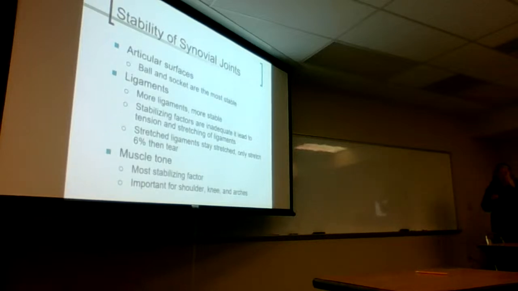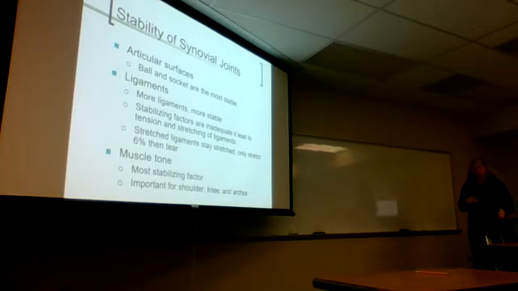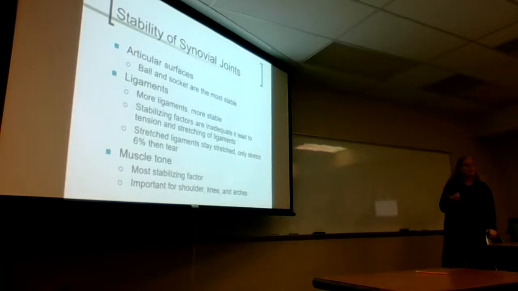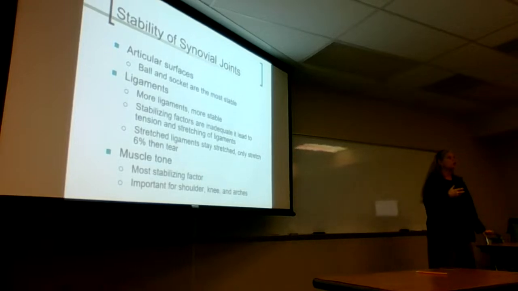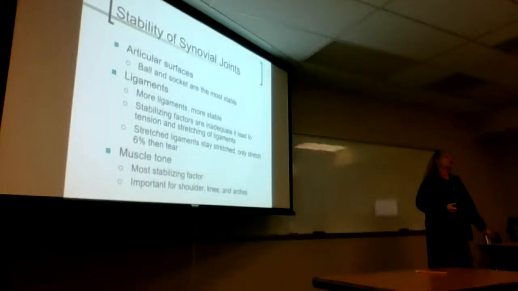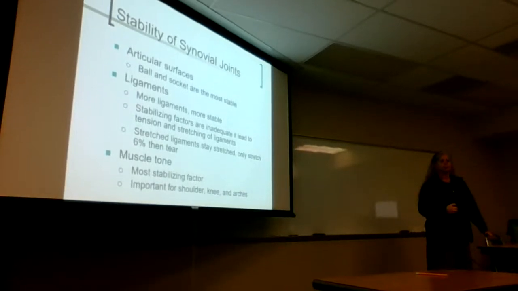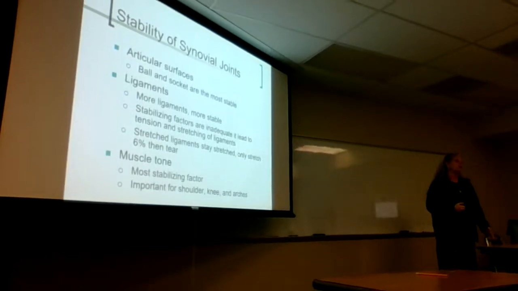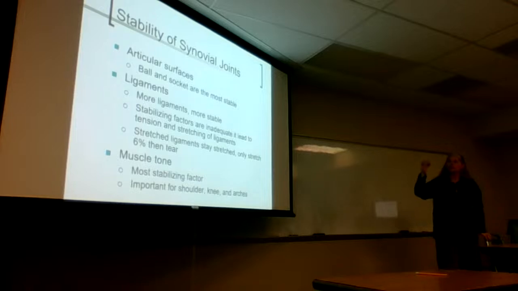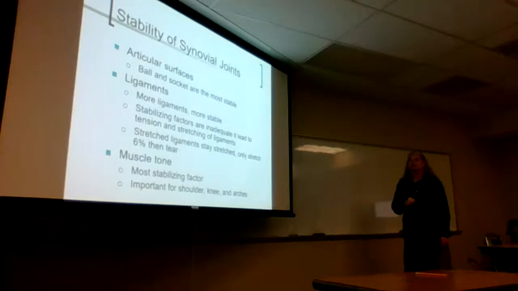Stability. When something moves a lot, we need to talk about something to stabilize it, because if you move too much, you could dislocate, and that could be a bad thing. So we have to have some elements to help stabilize joints that allow for movement, but make sure we don't move so much that we break apart. Okay? So we have three different features that help with that. We have articulating surfaces, we have ligaments, and we have muscle tone. So the first one is articulating surfaces.